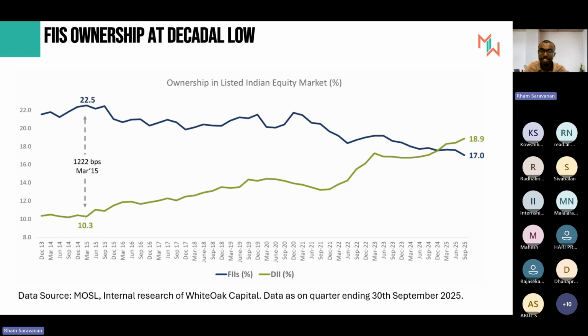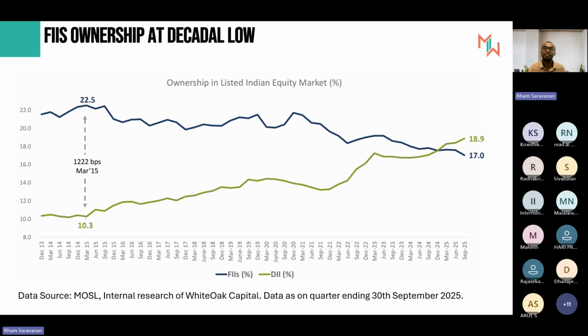But when you see the DII ownership, it has steadily risen to around 19%. When we go back 10 years, FIIs used to own more than 22% of the market. But right now the gap has gradually narrowed, and today, for the first time in many years, domestic investors actually own more Indian equities than the foreign investors. Now, why is this very important?